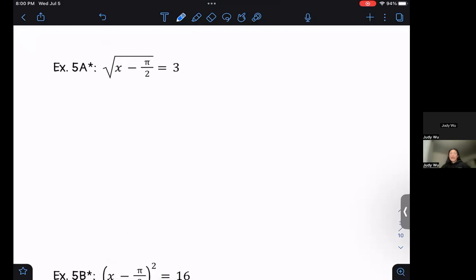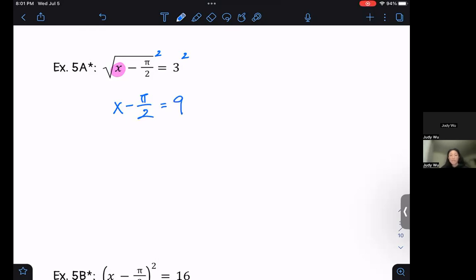Number 5. Now, there could be a lot of ways for us to solve this, but one of the things I really want us to think about is, if we want to get something out of a square root, and the square root is all by itself on one side, the easiest thing to do is to square both sides. So I'm going to square this side and square this side, and I get x minus pi over 2 equals 3 squared, which is 9.